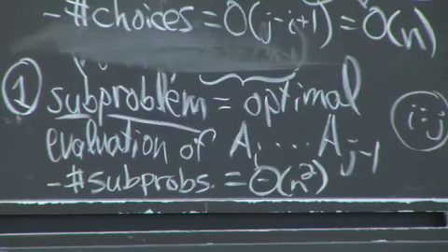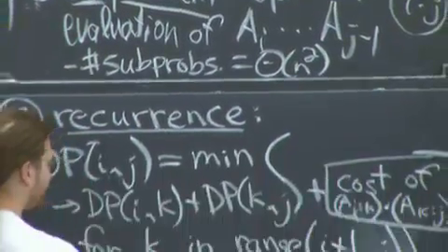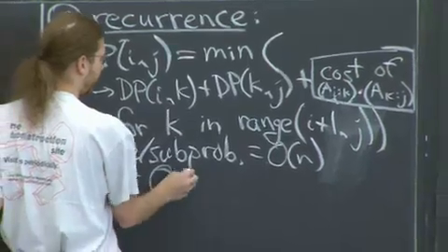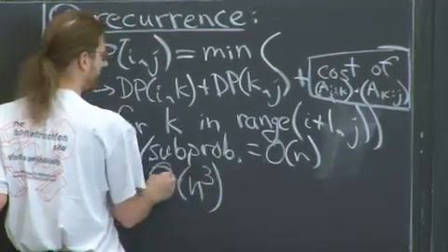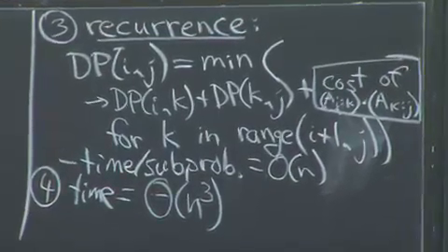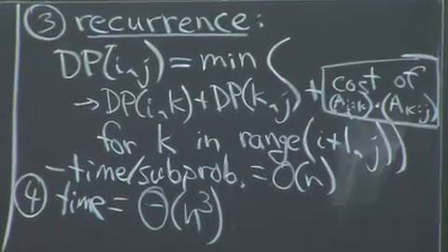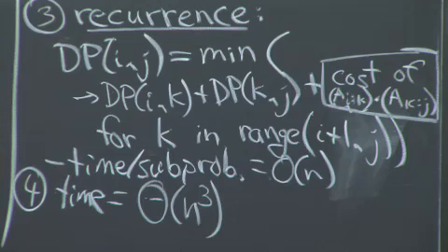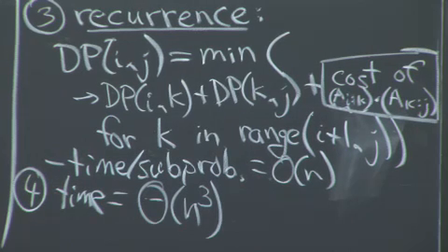So running time is number of subproblems, which is n squared, times linear for each. And so it's order n cubed. It's actually theta n cubed. So polynomial time, much better than trying all possible parenthesizations. There are about 4 to the n parenthesizations. That's a lot.